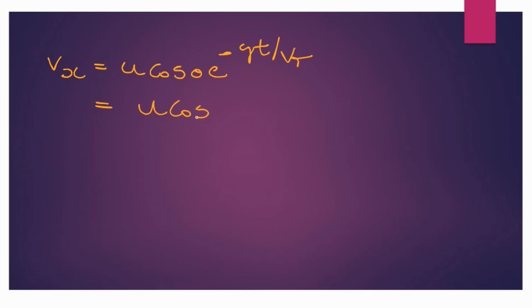How do you get v_x? You get v_x as u cos theta into e power minus g t by v_t. Solve it better. Now here I replaced k with g by v_t. If you want to write it simply, you can write it as u cos theta into e power minus kt. This is the equation of v_x. Okay, you got the equation of v_x.